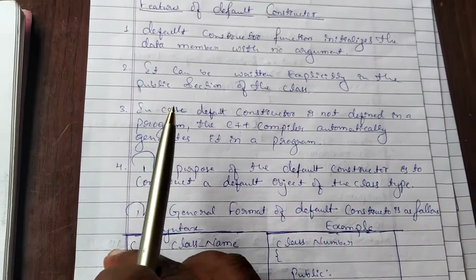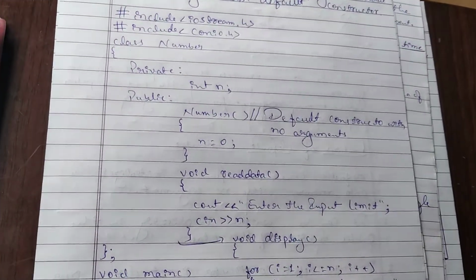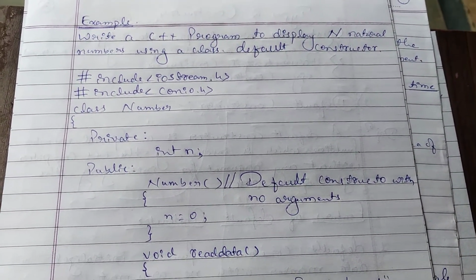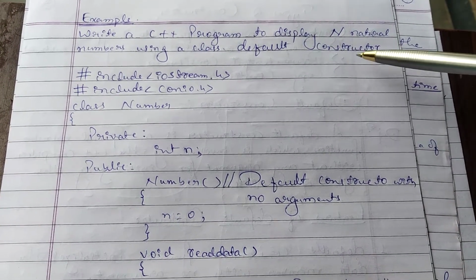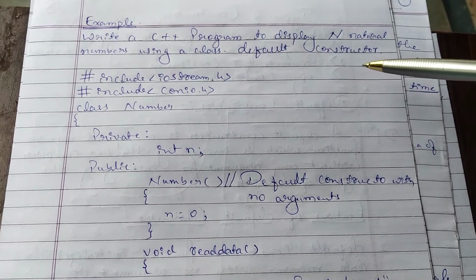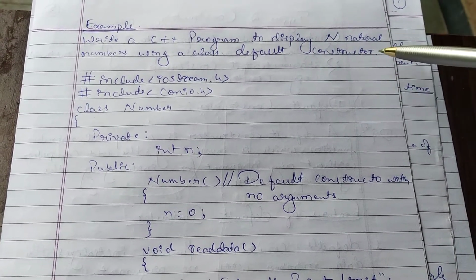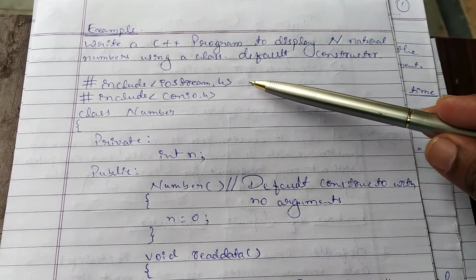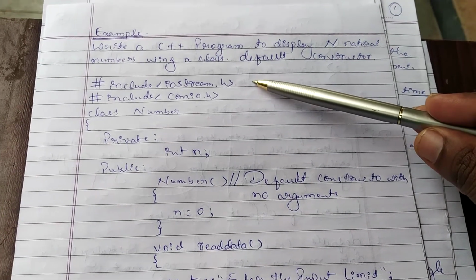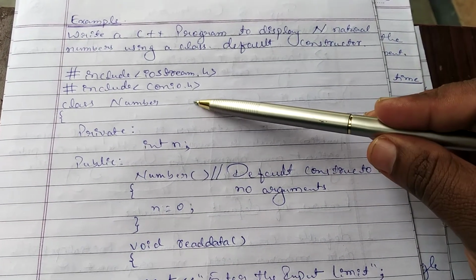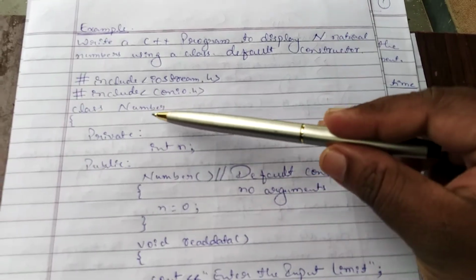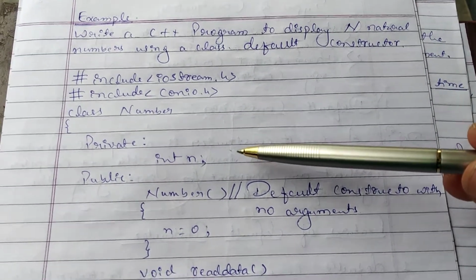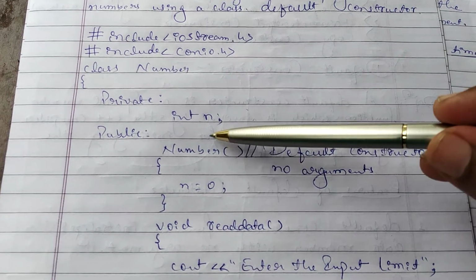So with examples I have written a program to show the default constructor. Write a C++ program to display n natural numbers using a class default constructor. Using default constructors, n natural numbers we have to display. First, the header files I'll write: iostream.h and conio.h, and the class name I have taken as number, opening curly braces, and private as access specifier. In that, data members I have taken as integer type n.